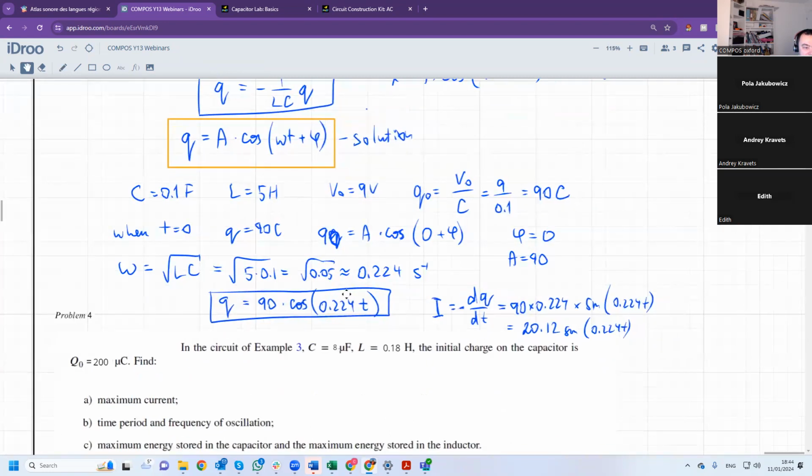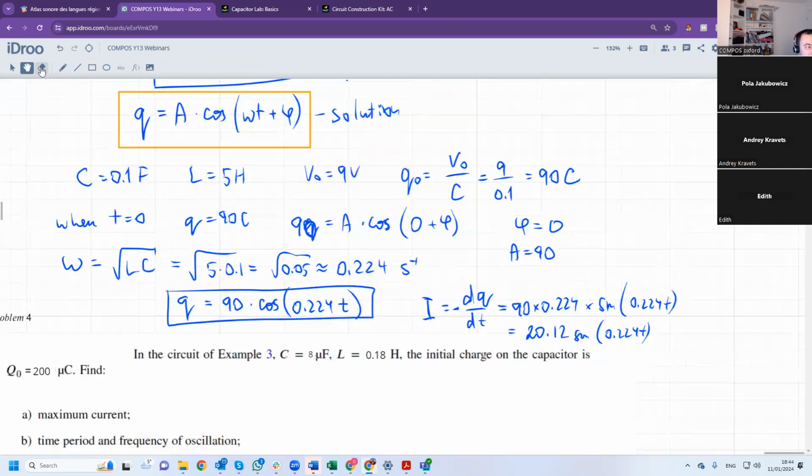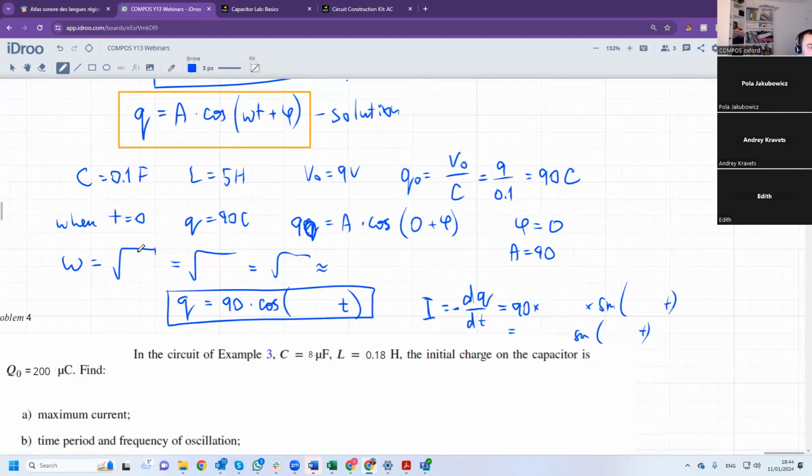Yes. Oh, I see where I got it wrong. Okay, it's 1 over LC. Thank you. Omega is 1 over the square root of LC. And that means it is 1 divided by the square root of 5 times 0.1, which is 1 over the square root of 0.5, which is the square root of 2, 1.41.